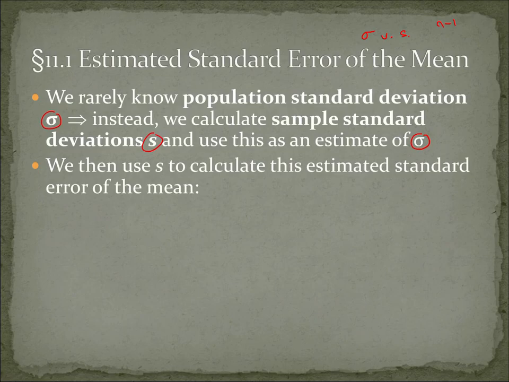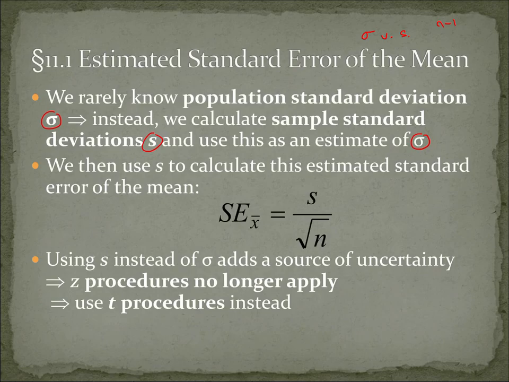So moving forward, when we're talking about the estimated standard error of the mean, we're not going to be given a known standard deviation of the population, so we're going to have to use the standard deviation of the sample. So our standard error of x-bar is going to change. Instead of being sigma over the square root of n, it's going to change to s over the square root of n. Using s instead of sigma adds a source of uncertainty. As z procedures no longer apply, use t procedures instead. Right, if we don't know the population standard deviation, which most of the time we probably won't, then we have to revert back to using the standard deviation that we learned about earlier in the year.